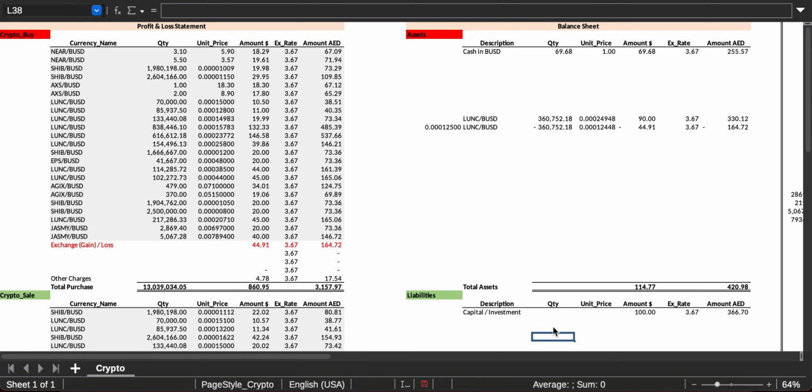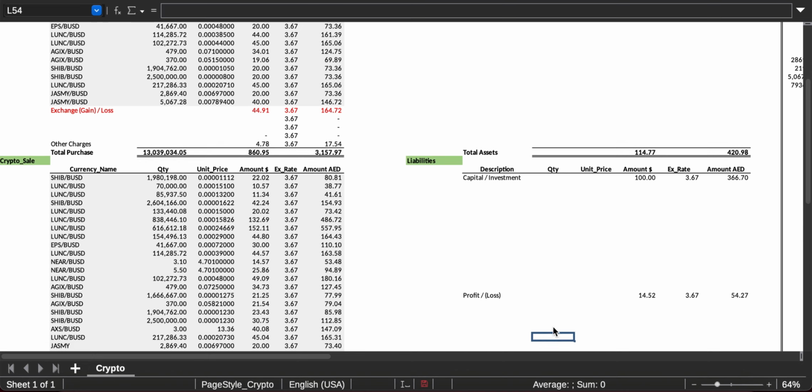Suppose you are going to start your investment in crypto. You will write your investment like this: capital and investment on the liability side, which is $100 suppose, and whatever exchange rate is used in your country, you will get the amount in your currency. So I am in the UAE and I am making my record in dirham. So I invested $100. This is the rate, and the total dirham I invested was 366.7.